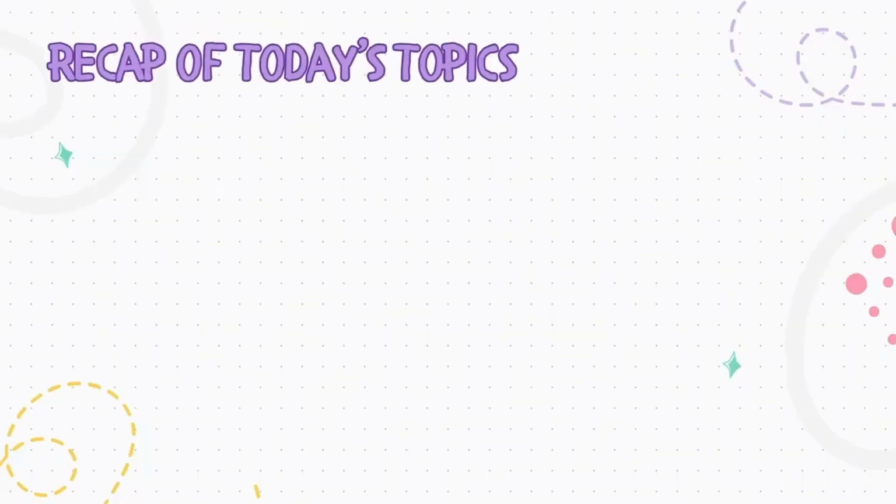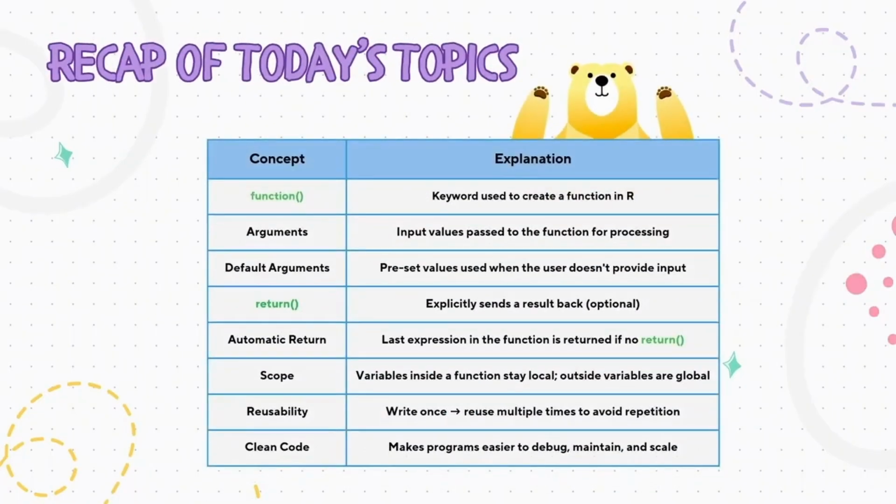So let's have a recap of today's topics. Today we learned that functions inside of R are defined using the function keyword. And next we learned about arguments, which are input values that are passed into the function for processing. We learned about default parameters or default arguments, which are preset values used when the user doesn't provide input. We learned about the return statement, which explicitly sends back a result, and we learned that it is optional as well, since the last evaluated expression inside of a function gets returned automatically, and which is this automatic return, the thing that I just said.